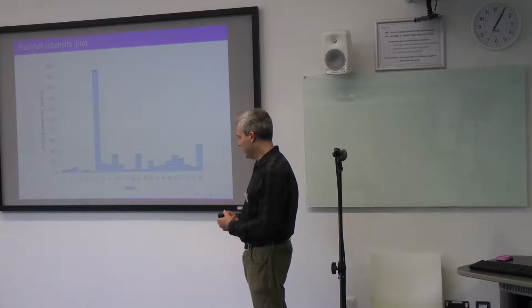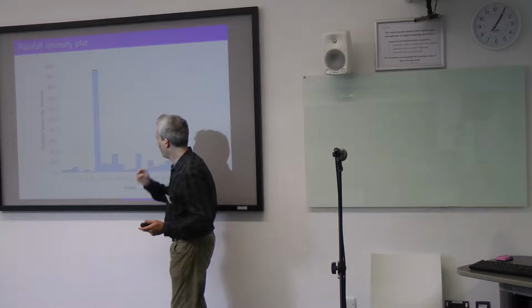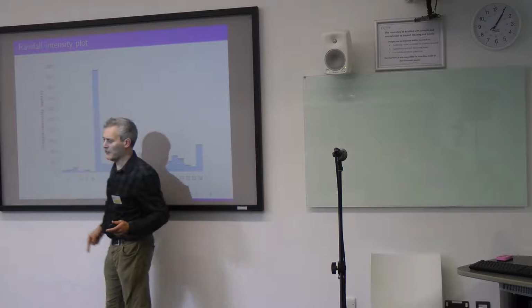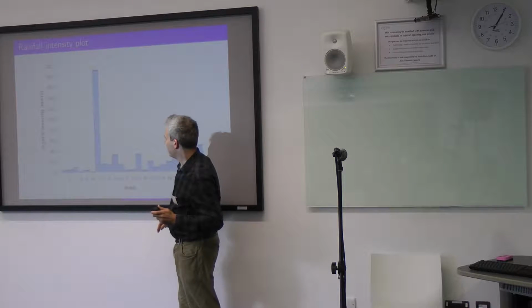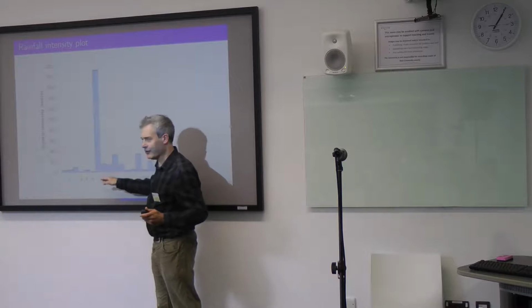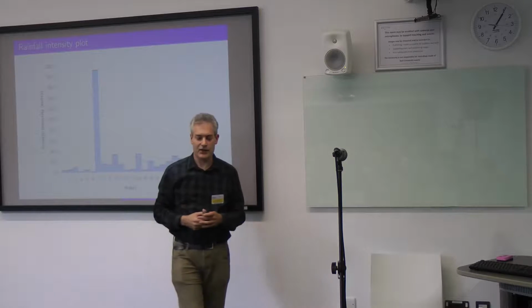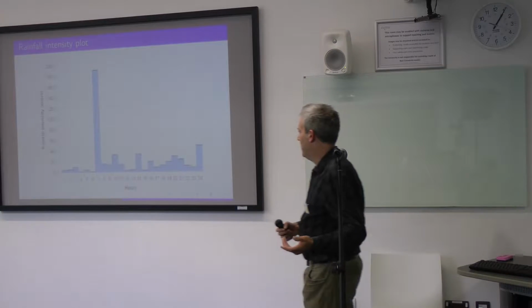So this is somebody else's graph. They've referred to this as rainfall intensity. I think because it's been blocked into hours, we can interpret the heights of these bars as the aggregation, the amount of rain that fell in each hour.